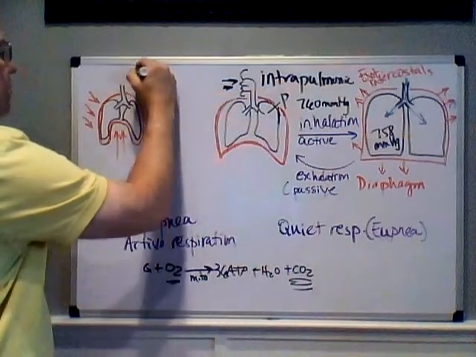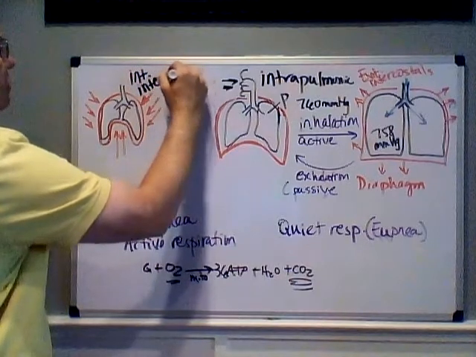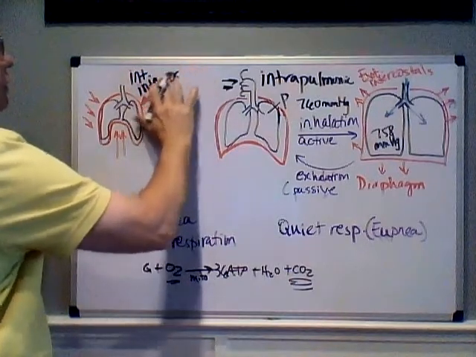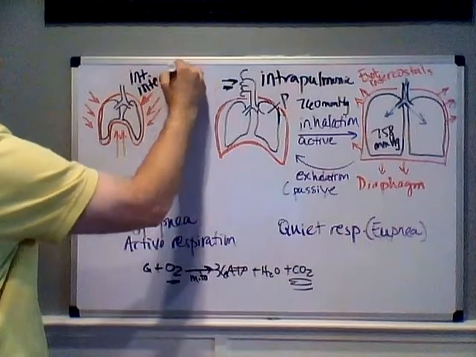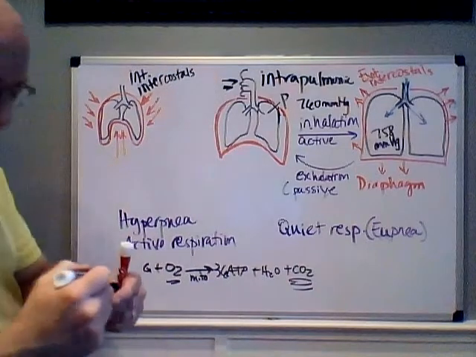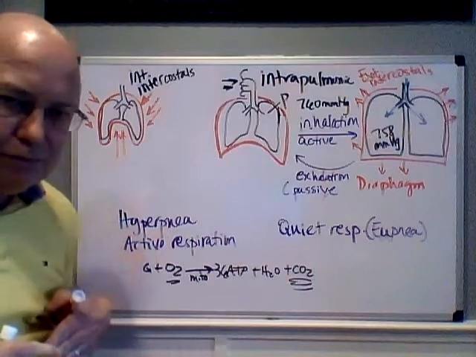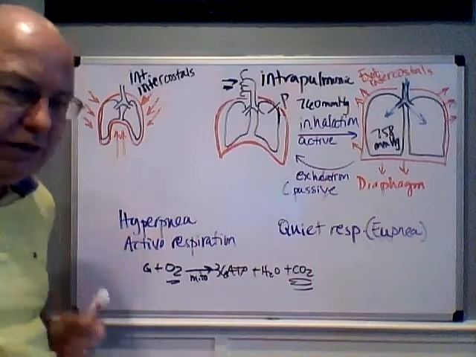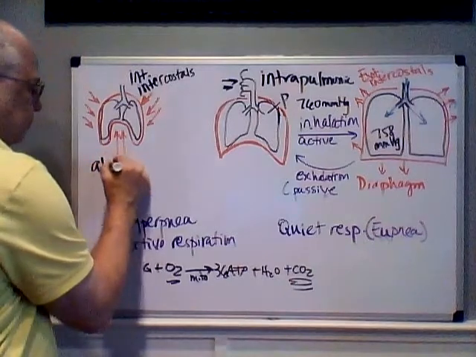But this would be the internal intercostal muscles. Oops, I displaced or inverted my R and my C. The internal intercostals, remember, those are muscles between your ribs that go down and in, and when they contract, they pull your ribs in and squeeze down on your ribs. And then all of your abdominal muscles.